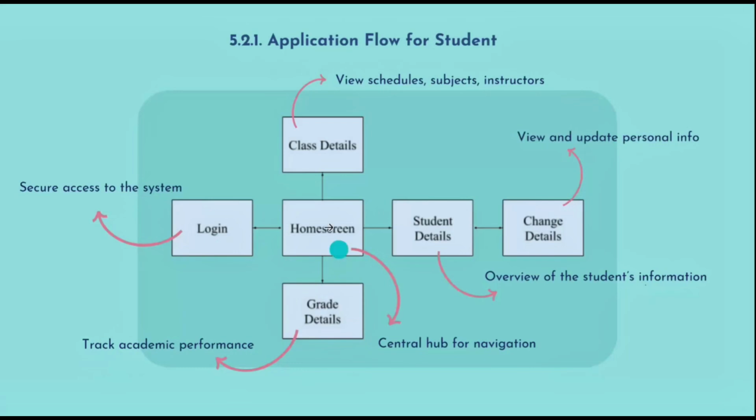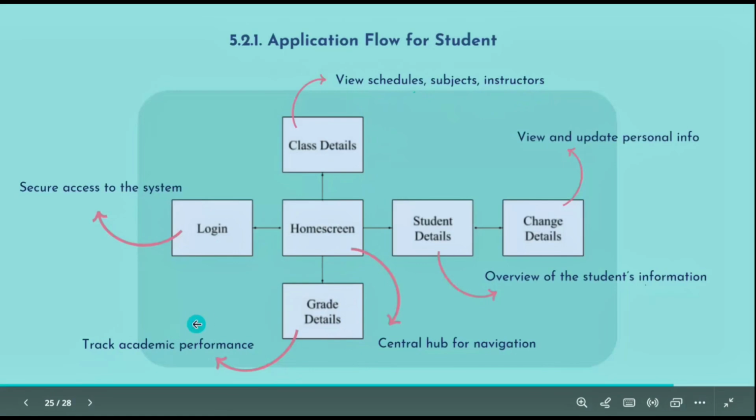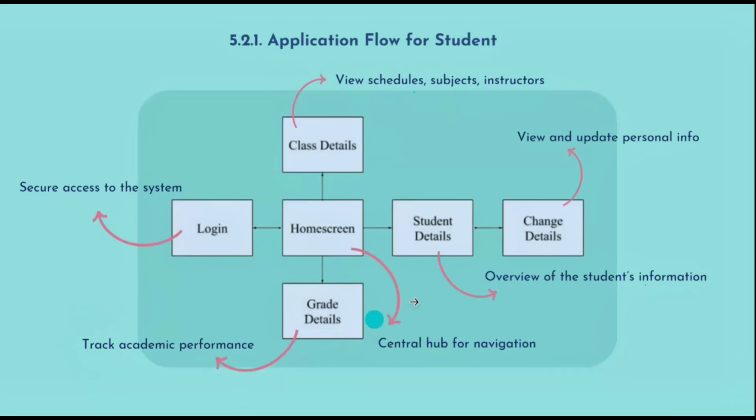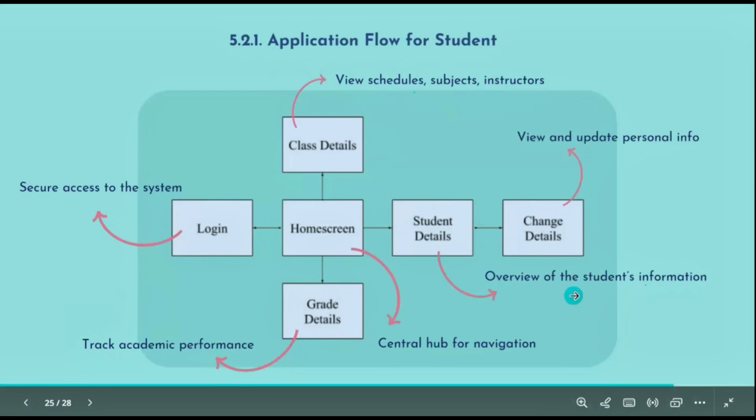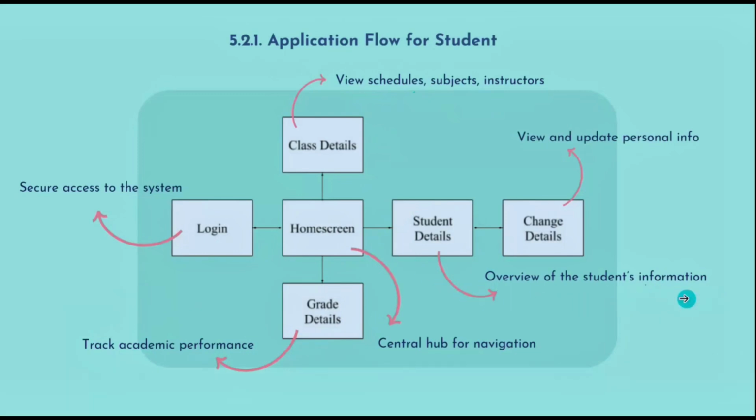From here, students can access class detail that enables users to view enrolled class schedule, subject, and instructors. Moreover, students can also access grade detail, allowing them to check academic performance across subjects and assessments. A user can also access student detail to see and update personal information like contact detail via the student detail module. This navigation is simple and user-friendly, allowing students to independently manage their academic record while promoting transparency and accountability.